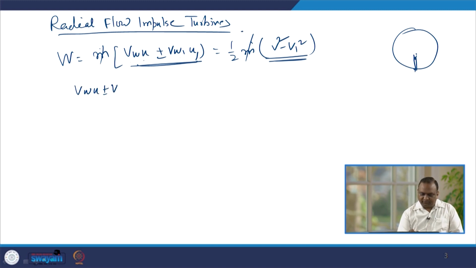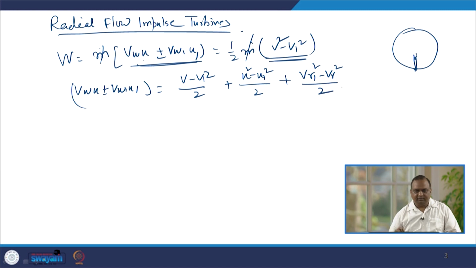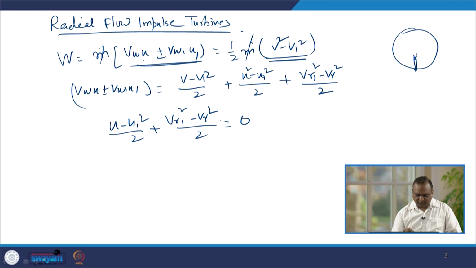Now, VW U plus minus VW1 U1 is also the change in the kinetic energy, plus change in the kinetic energy of wheel, plus change in the relative velocity, right. So, if we compare these two equations, we can easily find that (u squared minus u1 squared)/2 plus (VR1 squared minus VR squared)/2 is equal to 0.